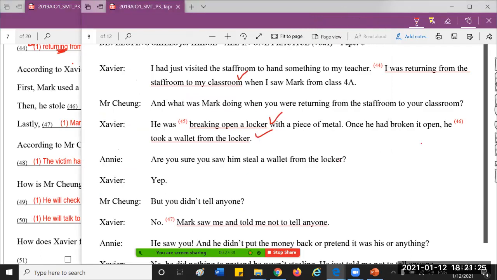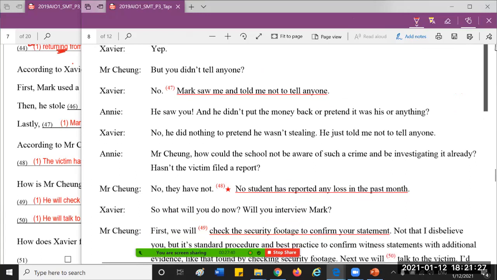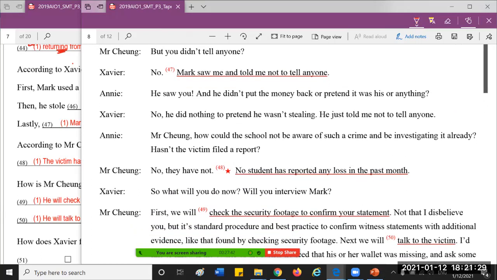All right, so let's have a look at the next one. Yeah, Mark saw me and told me not to tell anyone. Exact wording, please. Exact wording. All right, and then some conversation here to test people who are dreaming.